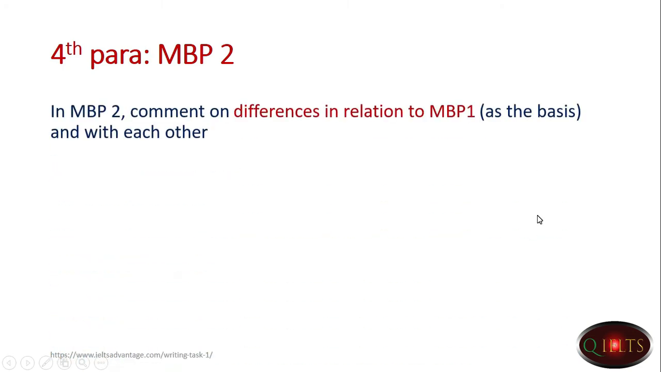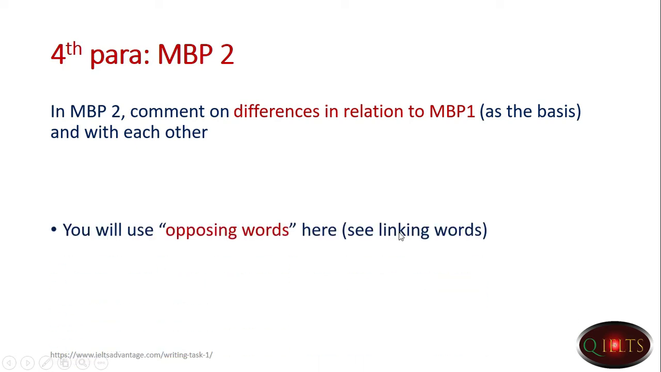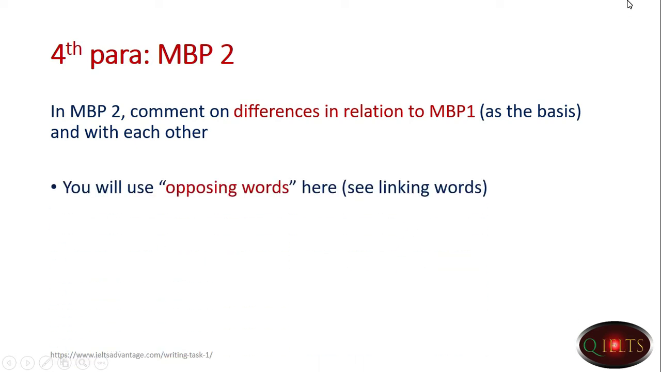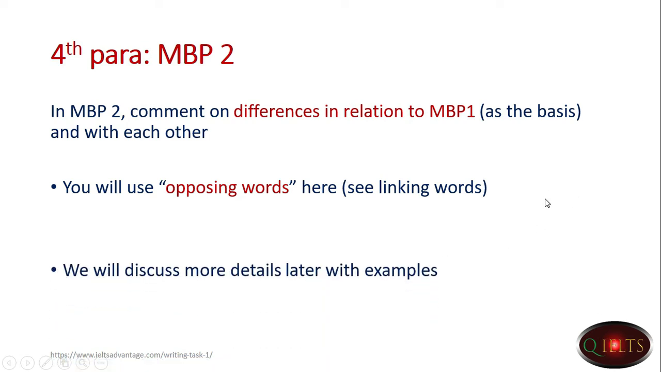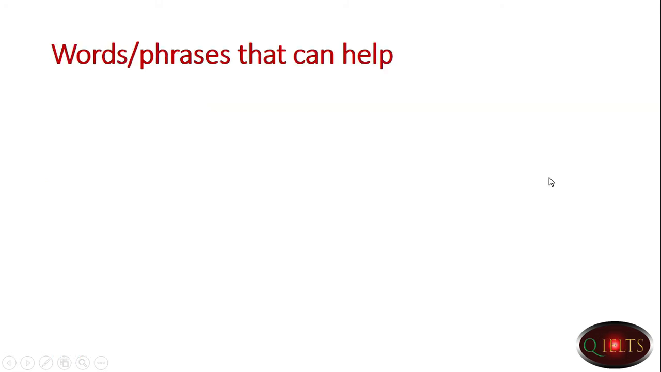Then in the second main body paragraph, you must comment on differences in relation to the first main body paragraph, making it the basis. And you must also explore differences between those trends. Here you will use opposing words as you are contrasting information as compared to main body paragraph 1. And you can use the linking words that we mentioned for opposing words in our previous videos. We will discuss more detail later with examples.